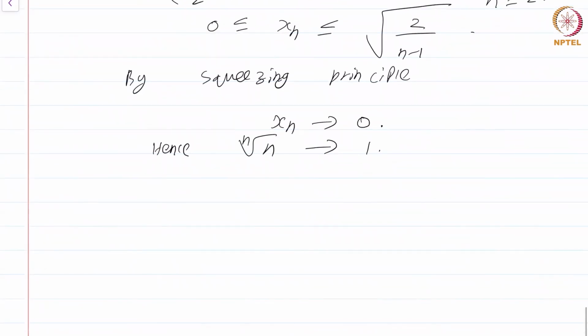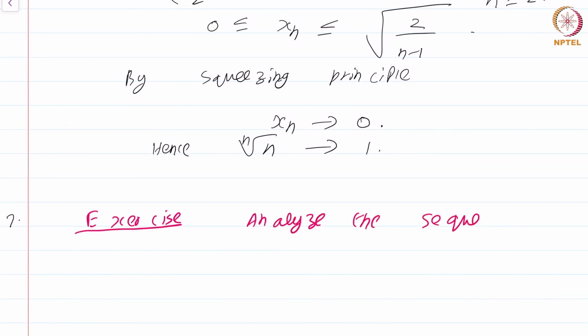So, one final example, which I am going to leave to you as an exercise. Analyze the sequence n factorial by n power n. This is a somewhat involved example. Please work this out in great detail. So this concludes this module on some special sequences, and you're watching this course on real analysis.